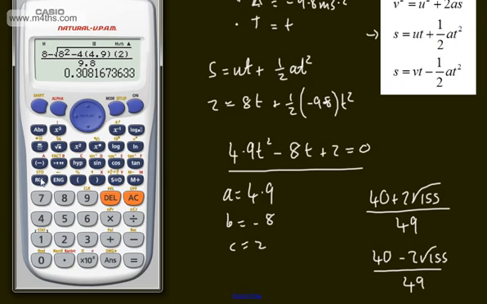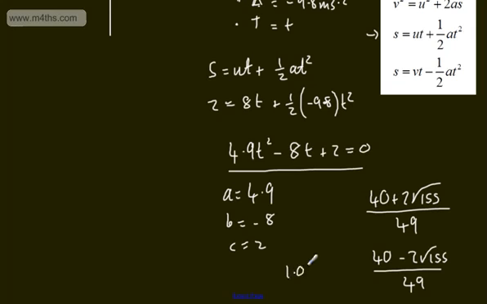So if I now do the following, if I just go ahead and say now 40 plus 2 root 155 over 49 minus my answer, that will give us the time. So minus my answer, and that will give us 1.01, so we can say 1.02 seconds.